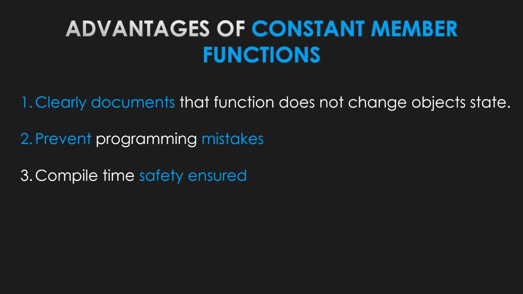Next is the constantness provides compile time safety. Any code modification that violates the constantness of the function is captured at compile time itself. This ensures maximum code safety. Anything that violates the design does not occur at runtime. Everything will be captured at compile time itself.